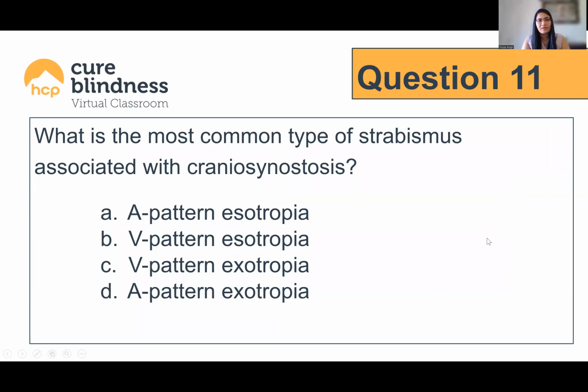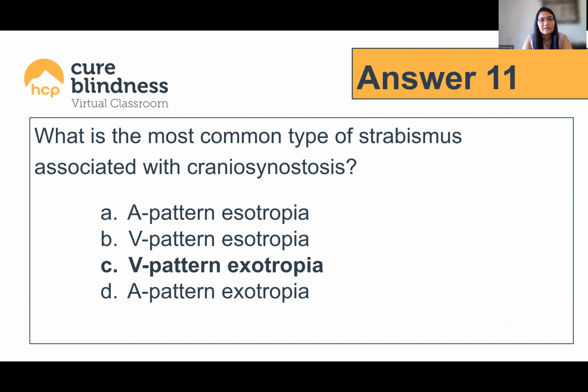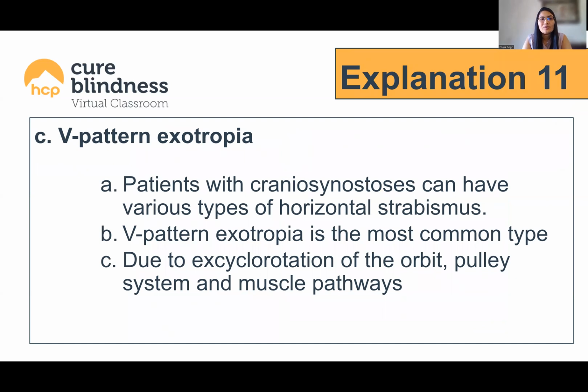So we come to our question: what is the most common type of strabismus which is associated with craniosynostosis? We've shown you a patient of that, and the answer may be easier now because it is a V pattern exotropia, which happens because of multiple causes: the excyclorotation of the orbit, the pulley system, and the muscle pathways alter because of the orbital anatomy and result in this V pattern exotropia.